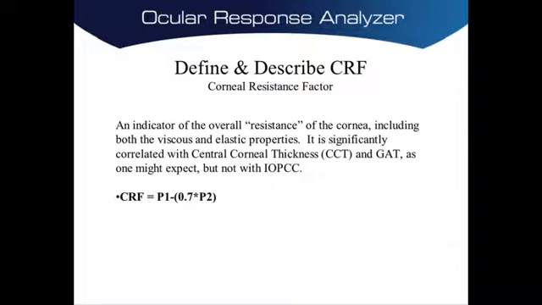The formula for corneal hysteresis is P1 minus 0.7 P2. We'll show you how we developed that formula and what it means clinically, and why corneal resistance factor is different from corneal hysteresis. We talked about material characteristics of the cornea. We talked about material characteristics of building materials, like a beam.